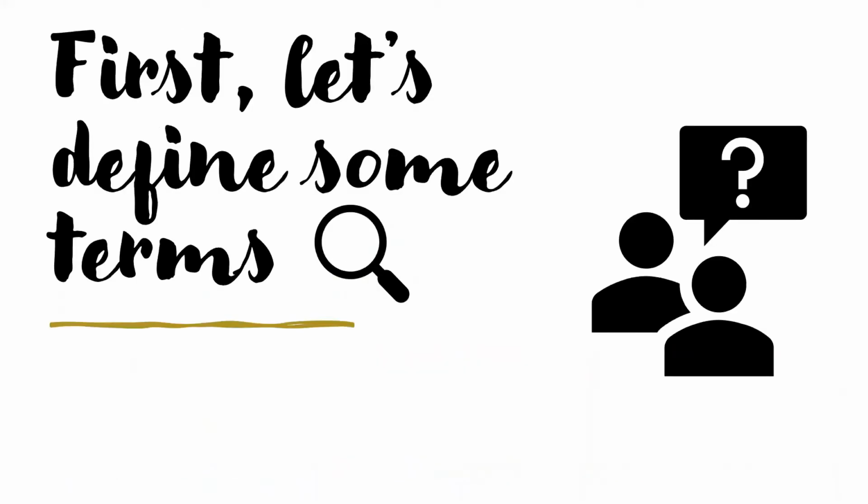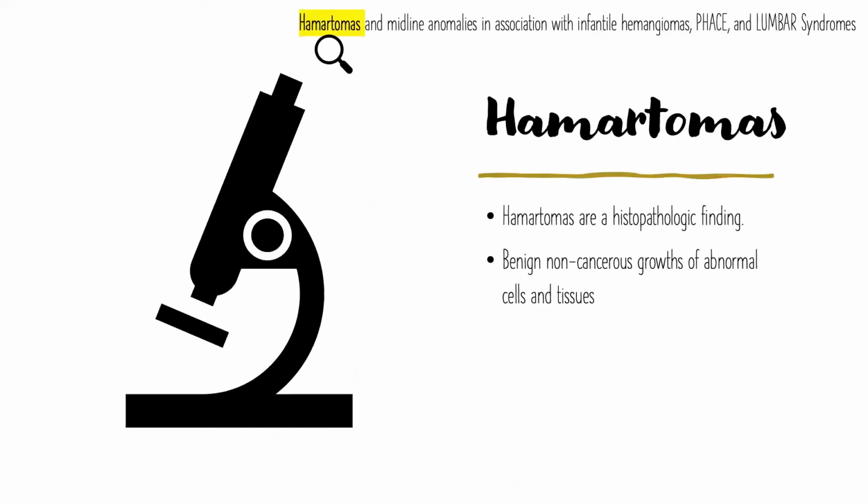Before I talk more about our study, let's first make sure we're all on the same page and define some terms. We'll start with the word hamartoma. Hamartomas are benign, meaning non-cancerous, growths that contain a mixture of abnormal cells and tissues. Hamartomas are diagnosed by histopathology, which is the study of cells and tissues using a microscope to look for disease.